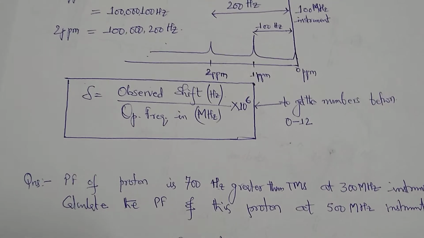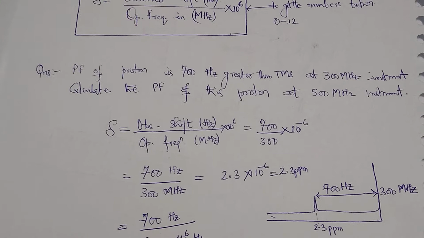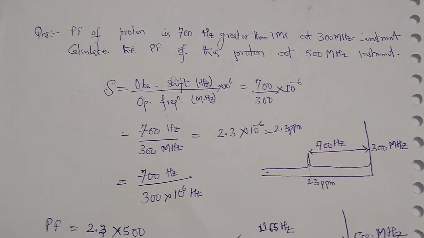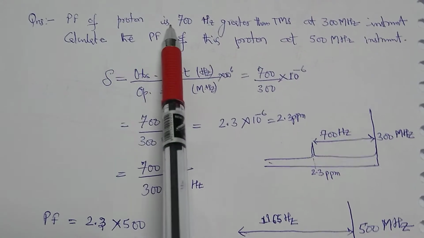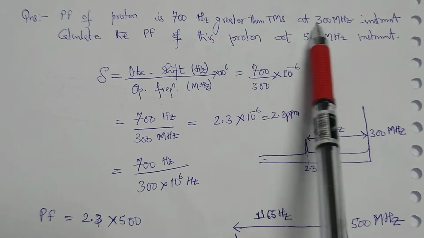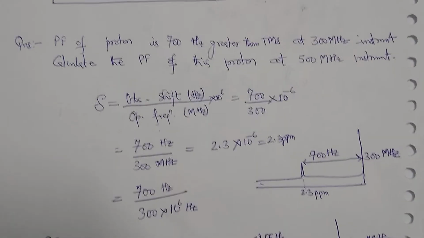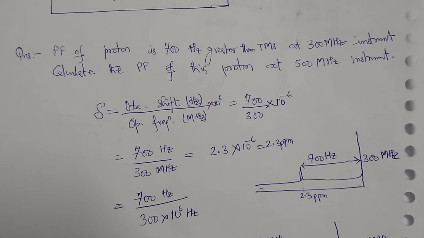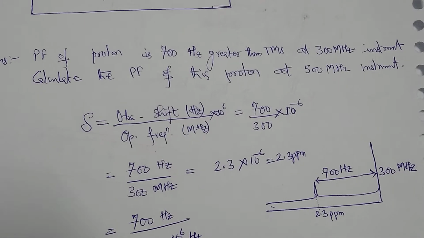So to have a clear idea of this, let us consider this problem below. We have the precessional frequency of a proton as 700 Hz greater than that of the TMS at a 300 MHz instrument, where we need to calculate the precessional frequency of this proton at a 500 MHz instrument. Let us see this in detail.